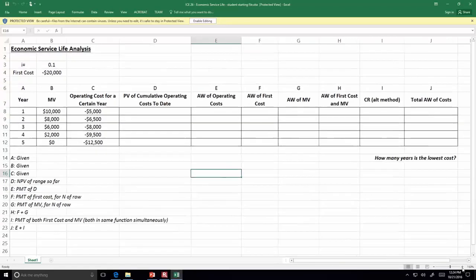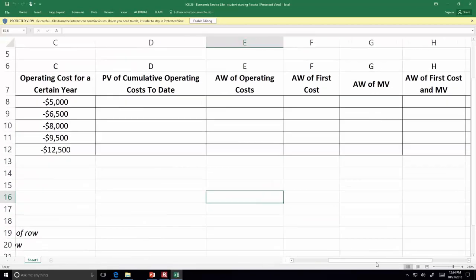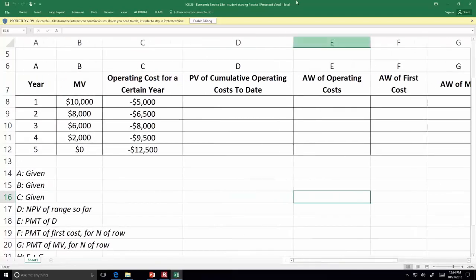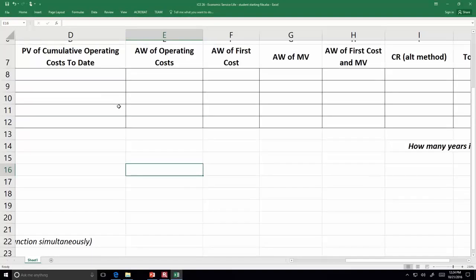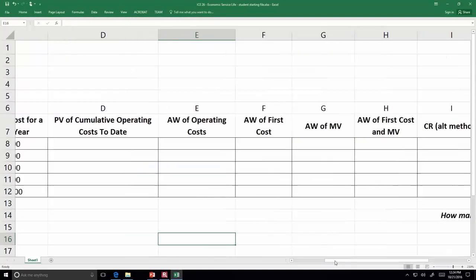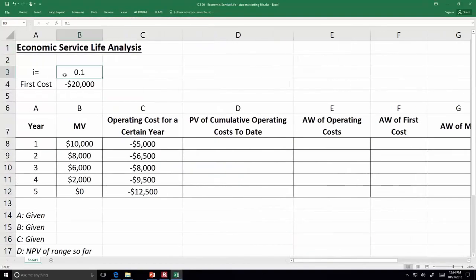Okay, so let's zoom in here. This is all the given data from the problem statement. This thing costs $20,000 to begin with, and so we're using the negative value there to represent costs. Interest rates are 10%, so 0.1 is what we use for I. And then we've got the time, market value over time, and then the operating costs.